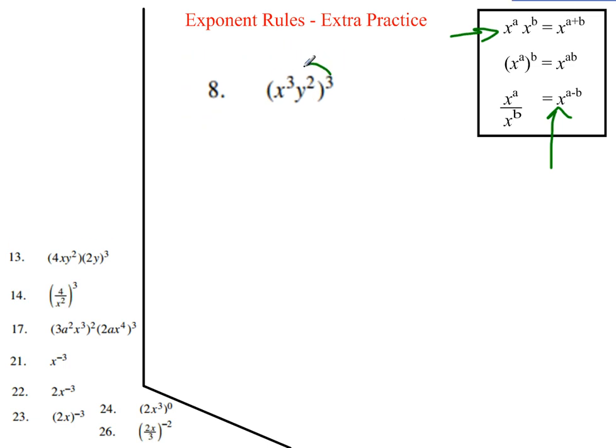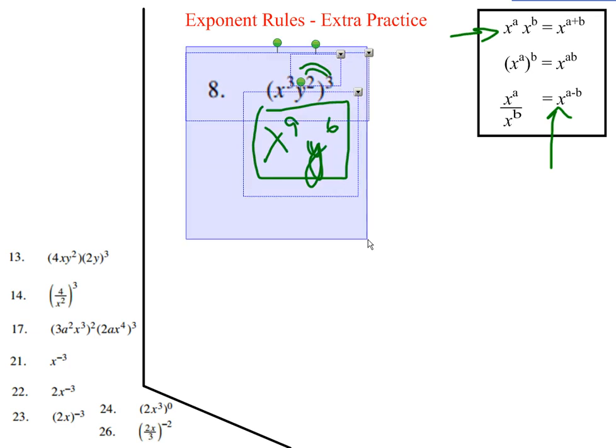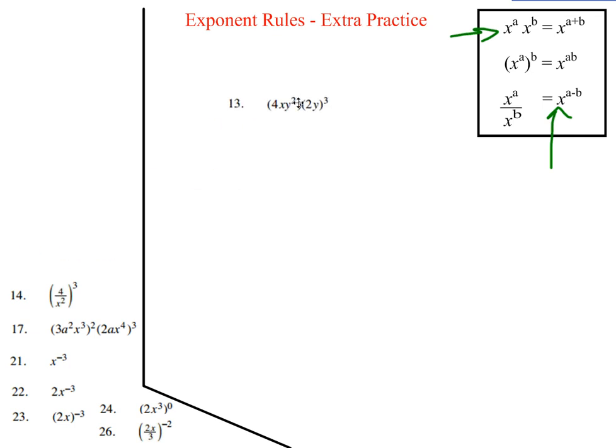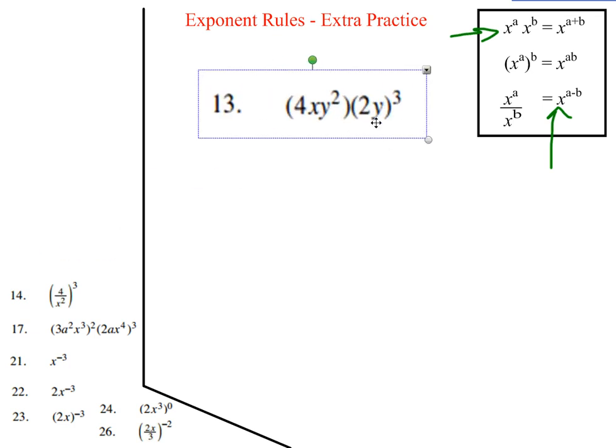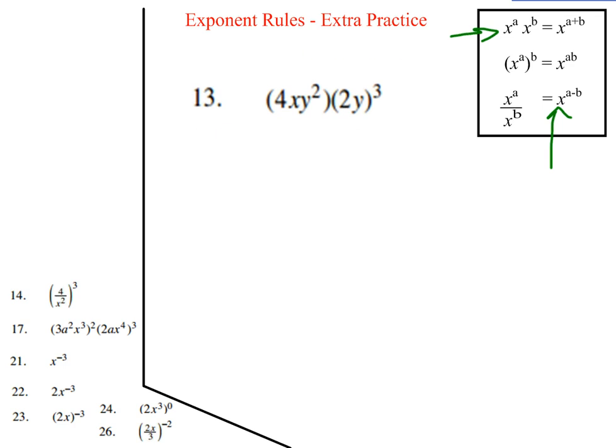All right, just put the 3 on both parts again. So x to the 9th y to the 6th. That's it. That's simple. Again, at any time, pause and don't let me explain it. Try it on your own and then compare your answer to mine.